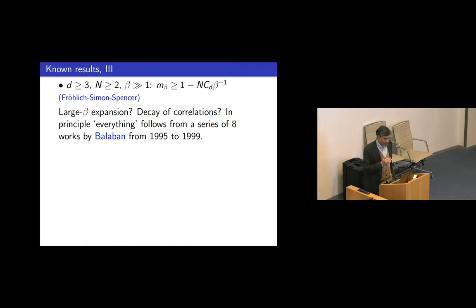In principle, everything is known. Actually, everything in principle follows. Both the large beta expansion for M of beta and asymptotic evaluation of correlation functions follow from a series of 8 works by Balaban between 95 and 99. But these papers are very hard to read, and it would be very important, I think, to extract ideas from this work, which certainly contains a lot of very important technical ideas, and make them more readable, because as far as I know, essentially nobody but the author, or maybe very few exceptions, understands these papers.